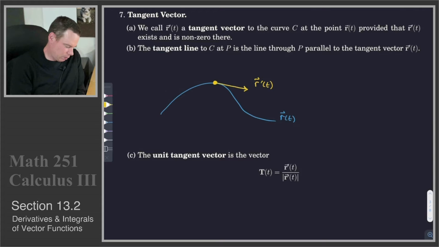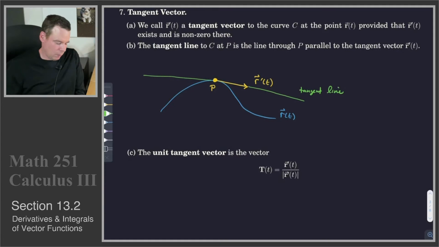Once we have a tangent vector and a point, let's call it point P there, then we can get a tangent line. So we have our point, we have our tangent vector, and therefore we can get our tangent line. So there's our tangent line. We can also take the tangent vector and just normalize it, make it unit length, and in that case we call it the unit tangent vector. So that's obtained by taking r prime of t and dividing by the length of r prime of t.